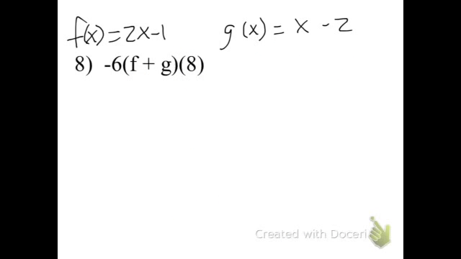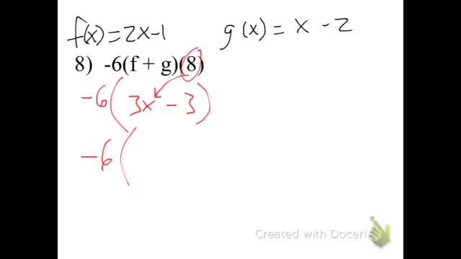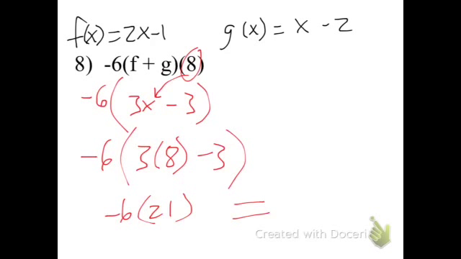Alright, moving on to 8. These things are starting to get a lot more complicated, but do f plus g first, which we've actually already done. And then you'll evaluate at 8. Well, f plus g is 3x minus 3. And you gotta take the 8 and put it in for x. So you're gonna have negative 6 times 3 times 8 minus 3. Well, 3 times 8 is 24. Subtract the 3 gives you 21. And so you got negative 6 times 21, which I don't have memorized, but it gives you negative 126.